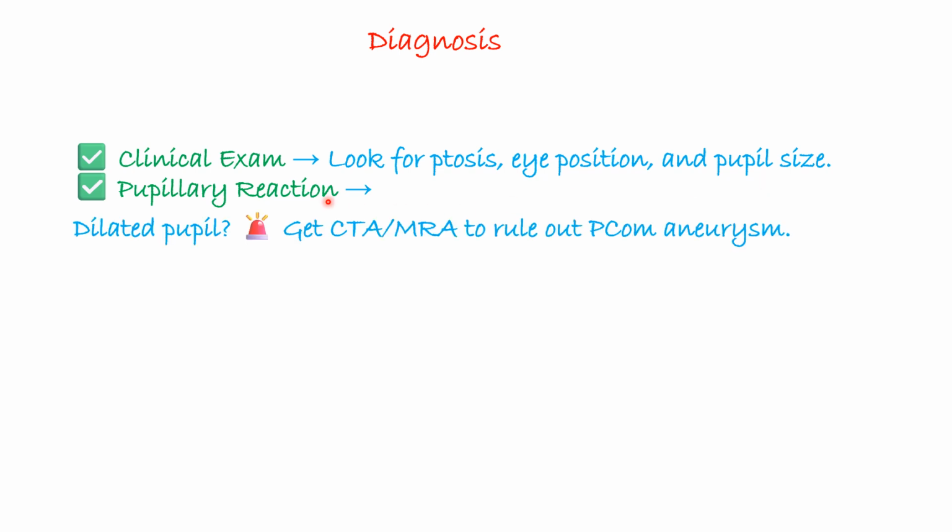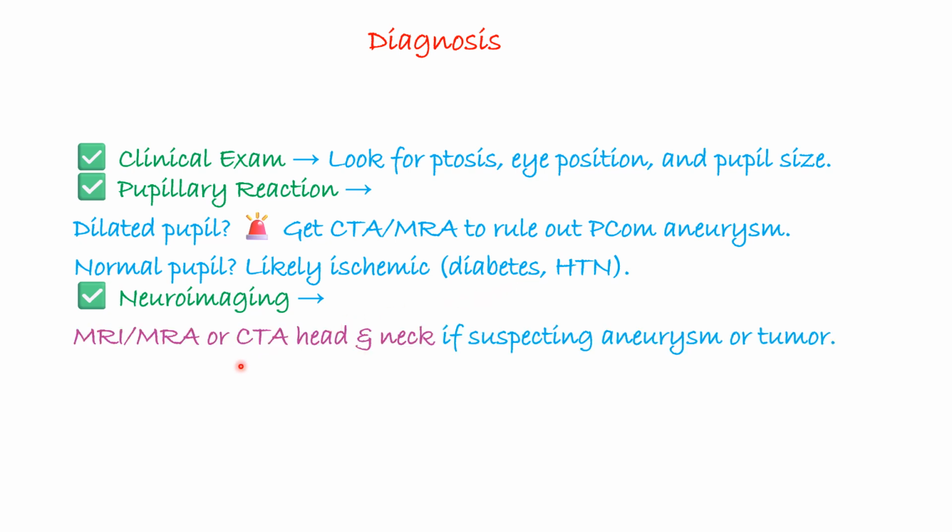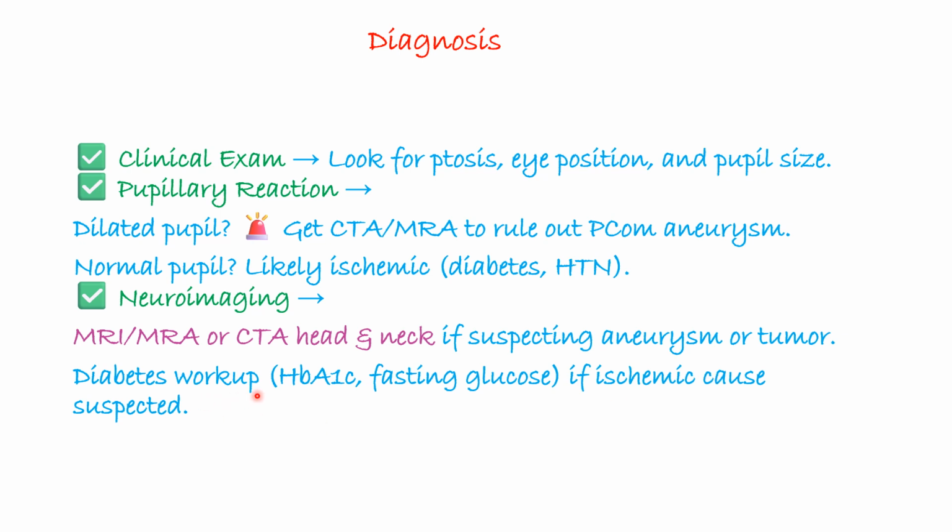So pupillary reaction in this, if it is a dilated pupil, then you get a CTA or an MRA to rule out a posterior communicating aneurysm. A normal pupil is, we said, most likely because of ischemia, and the most common causes are usually diabetes or hypertension. So the neuroimaging, as already said, is MRI or MRA or CTA of head and neck if suspecting an aneurysm or a tumor. Diabetes workup, you can do an HbA1c and fasting glucose, if an ischemic cause is suspected, meaning when you have a normal pupil.